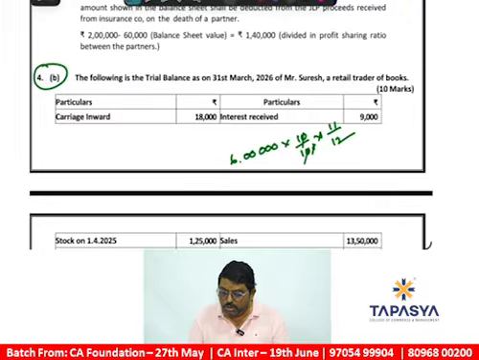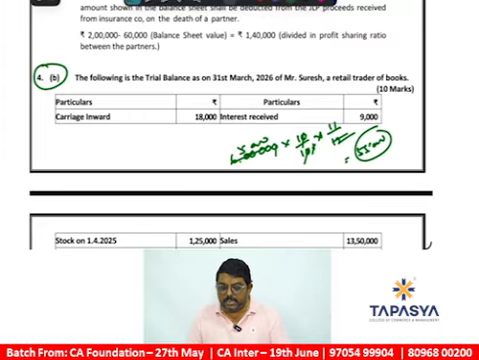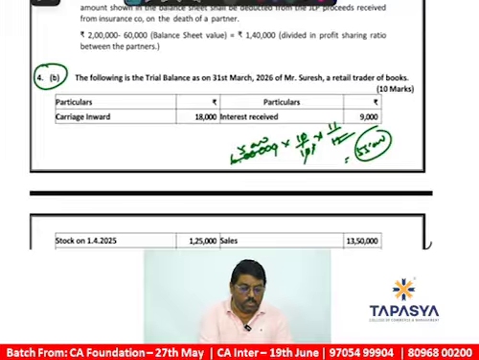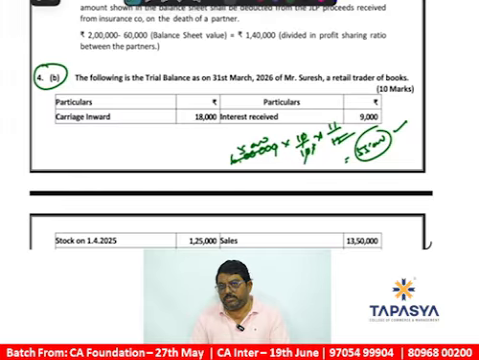So interest is 6 lakhs into 10% into 11 by 12, which is 55,000 interest you have to pay. Once you check the trial balance debit side, how much interest on term loan have you paid right now? 51,000 paid, but the annual interest is 55,000. So 4,000 is outstanding interest. We can add it and show it as a current liability in the balance sheet.